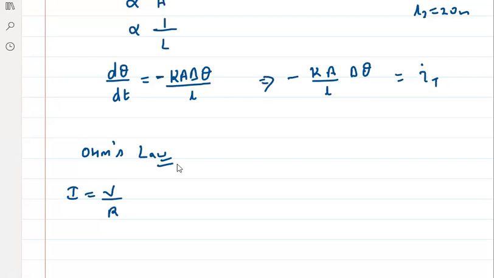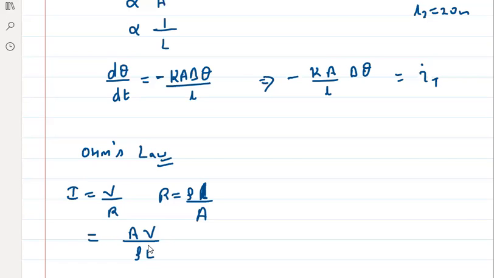Now, relate this. And R, what was R? R was rho L by A. Yes or no? R was rho L by A. Makes sense, right? So if you see this, I'll get an expression like this: I is equal to A into V by rho L. Yes or no?